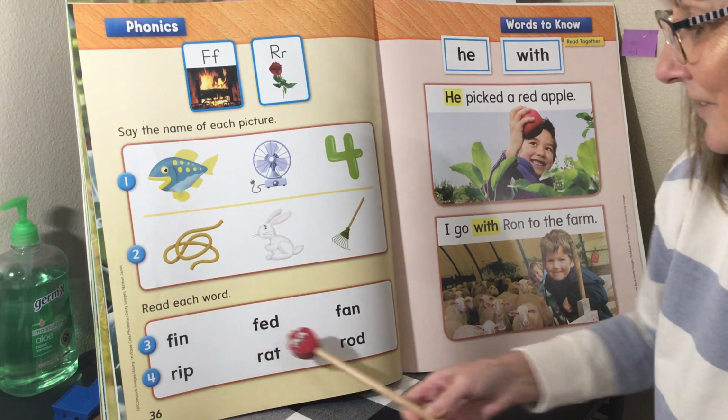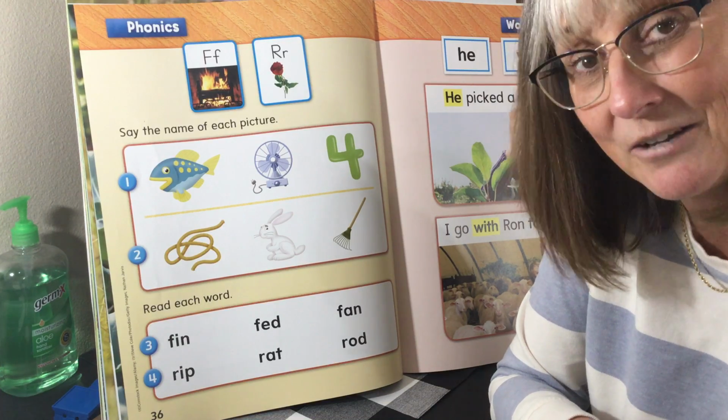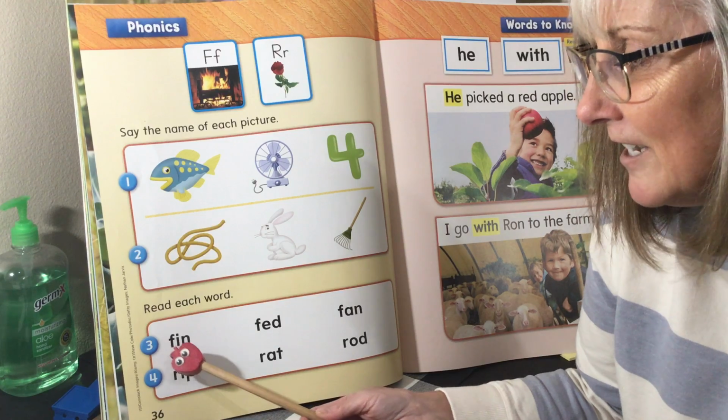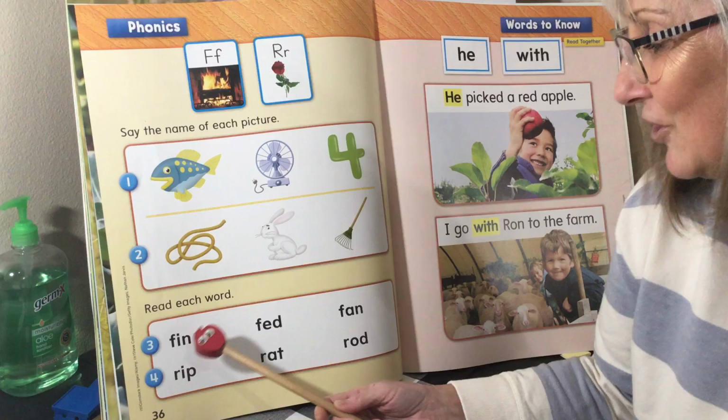Okay, so now let's look down here. So you should be able to make all these sounds in the word to sound it out. Okay, so let's do it with me. So let's do all these sounds. Fin, fin. And a fin is something that's on a fish.